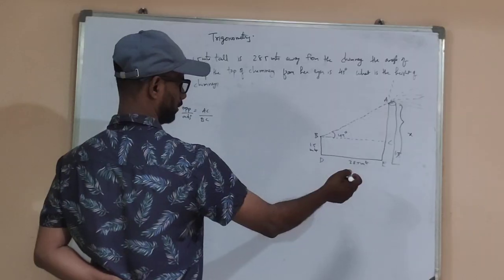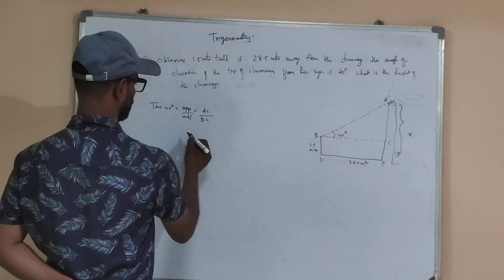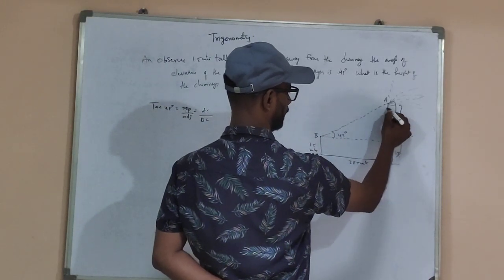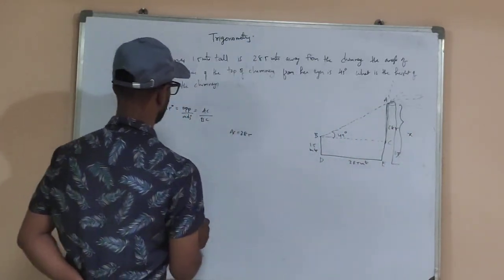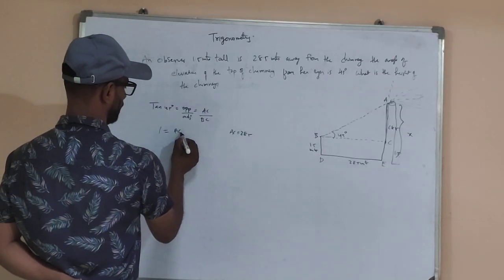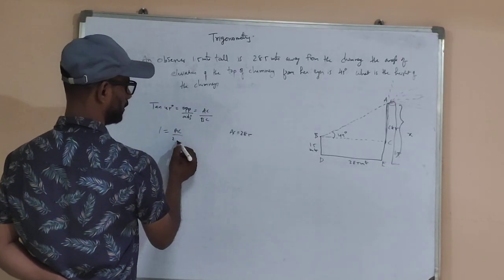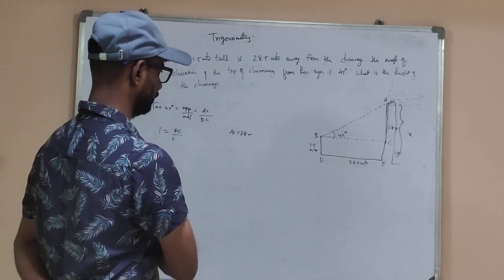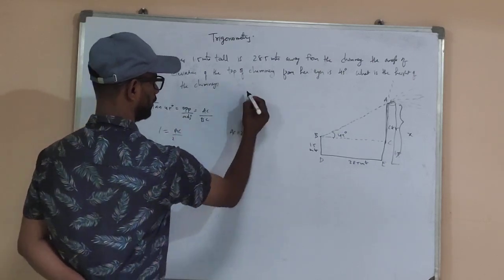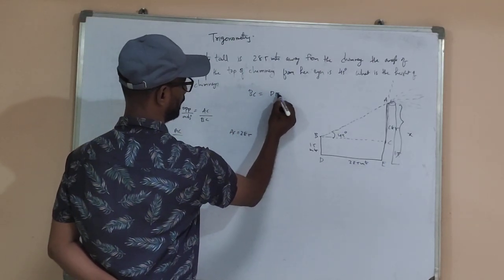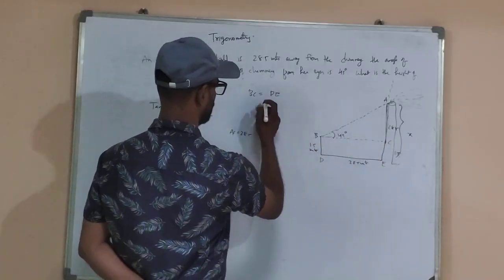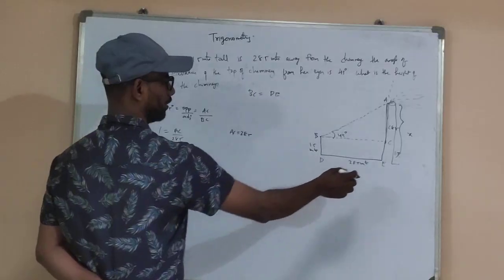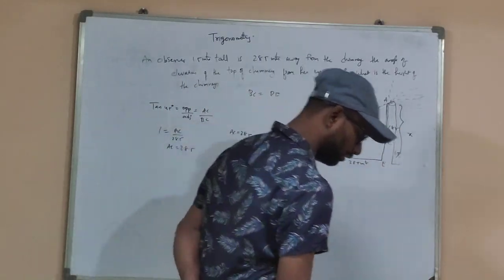It means AC here is equal to 28.5, up to here. So 1 is equal to AC by BC. Here BC is equal to DE, because DE is equal to BC. So AC by BC is 28.5, then AC is equal to 28.5. Is it correct? Yes.